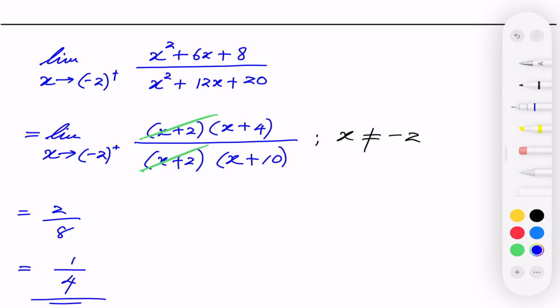All right, so that's it about the first analytical method of evaluating limits, the dividing out technique, also called the factoring method.